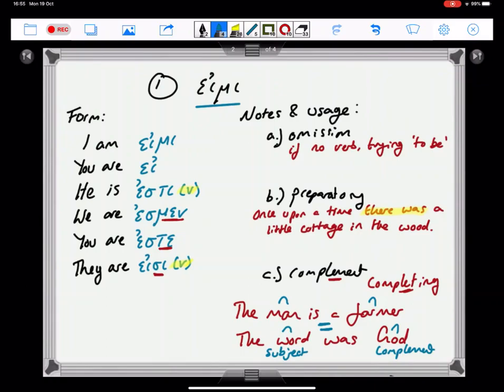So word order does matter here. In Greek, the article is going to be with the subject. And if a noun is being used in the position of an adjective, so as a complement, then it's going to have no article. You'll get used to seeing this as you read the New Testament more, but it is something worth bearing in mind.